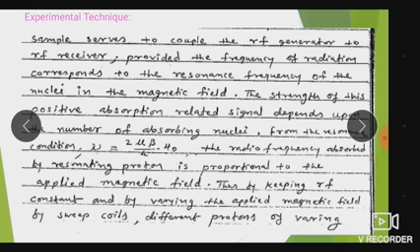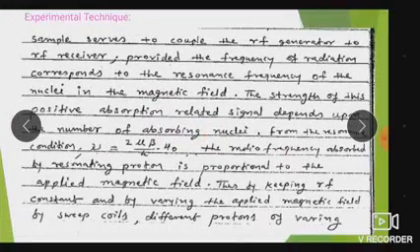The strength of this positive absorption related signal depends upon the number of absorbing nuclei. So we get a positive absorption signal depending upon the absorbing nuclei, and the condition for that is nu is equal to 2 mu beta H0 divided by h.